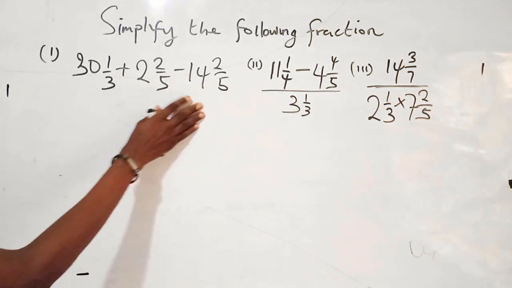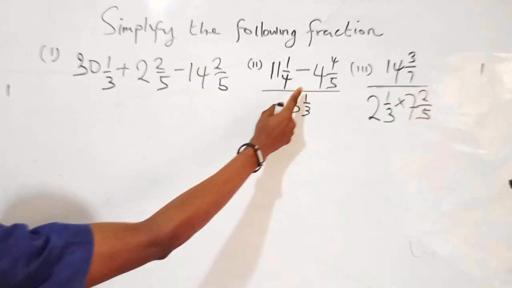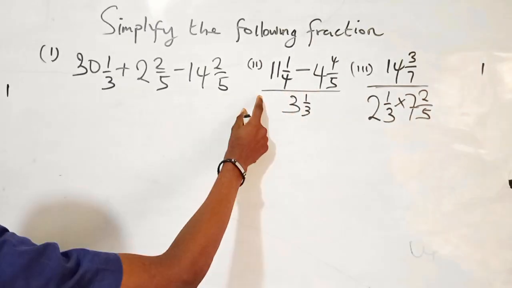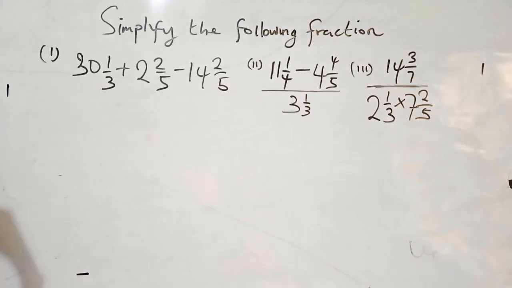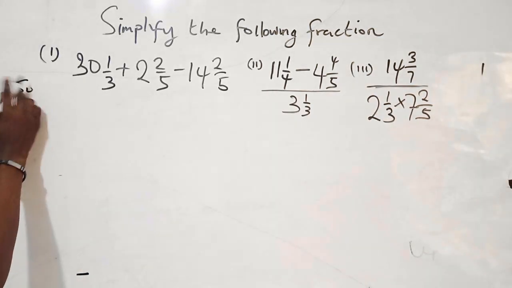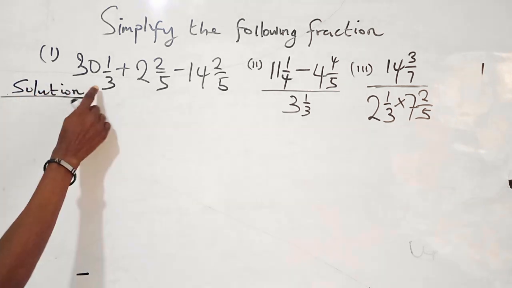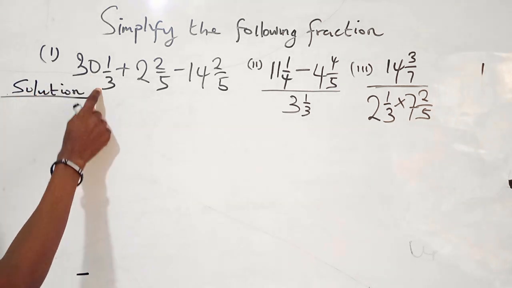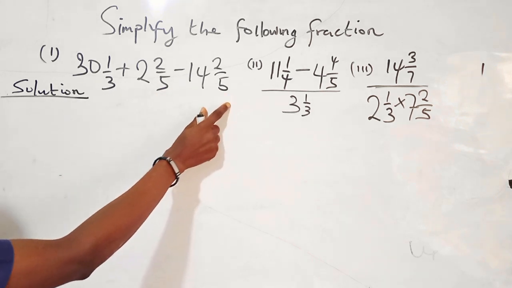When we look at the first one, we have addition and subtraction. The second fraction, we have subtraction and division. The third one, we have division and multiplication. So how do we solve this? Solution. For the first one, I have 30 whole number 1 over 3 plus 2 whole number 2 over 5 minus 14 whole number 2 over 5.